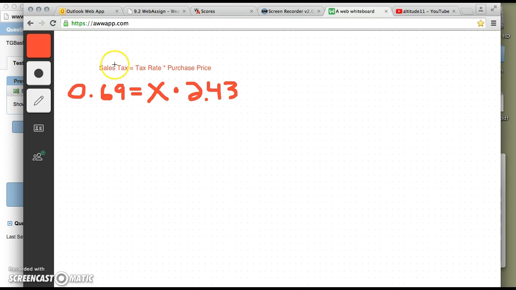So this is our formula with all of our values plugged in. Remember, it's sales tax equals tax rate times purchase price. Our sales tax, the 69 cents we paid, is equal to our tax rate, which we're not sure what that is and that's what we're solving for, right now our variable x, times the purchase price, the amount that we spent on the gasoline pre-tax, $2.43. So now we're ready to solve.